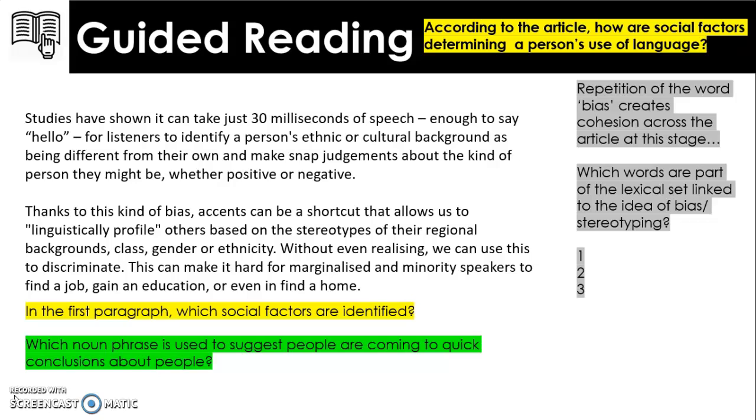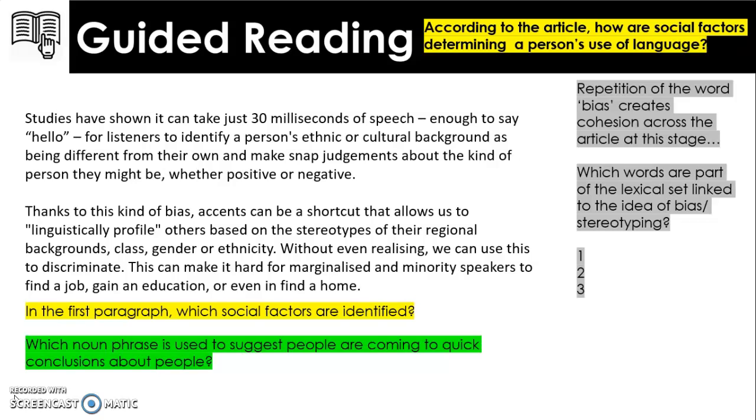Okay, next section. Studies have shown it can take just 30 milliseconds of speech, enough to say hello, for listeners to identify a person's ethnic or cultural background. So here are some of those social factor indicators. Our social identity is made up of our ethnicity, our cultural background. And it says here is being different from their own and makes snap, very quick judgments about the kind of person they might be, whether positive or negative. Thanks to this kind of bias, so we've got a cohesive link then. This kind of bias is a reference back to the previous paragraph and the idea of people making snap judgments.